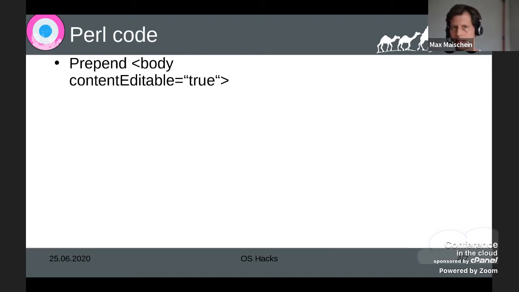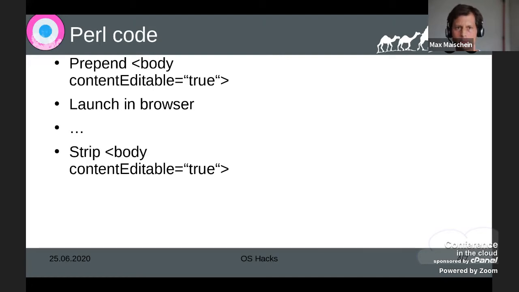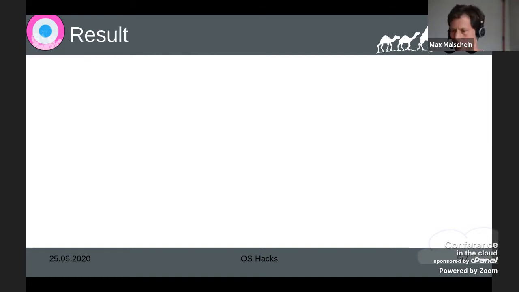This is basically prepending body contenteditable true to the HTML file and launching it in the browser. And when I press Ctrl S to save it, the web server receives the content again, strips the outer HTML, and writes it back to the zip file. And that's basically it.